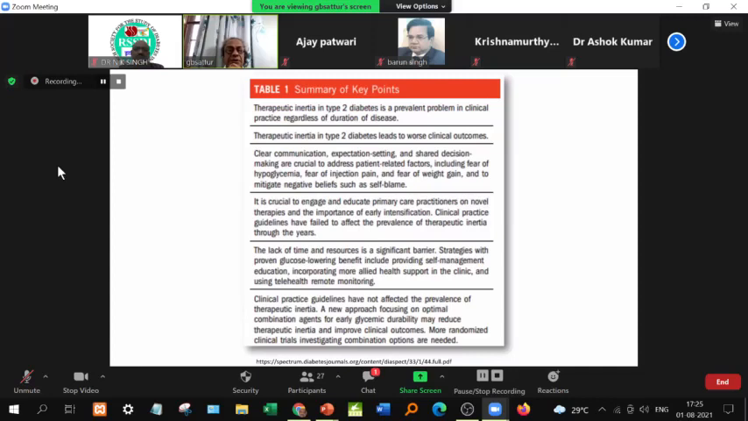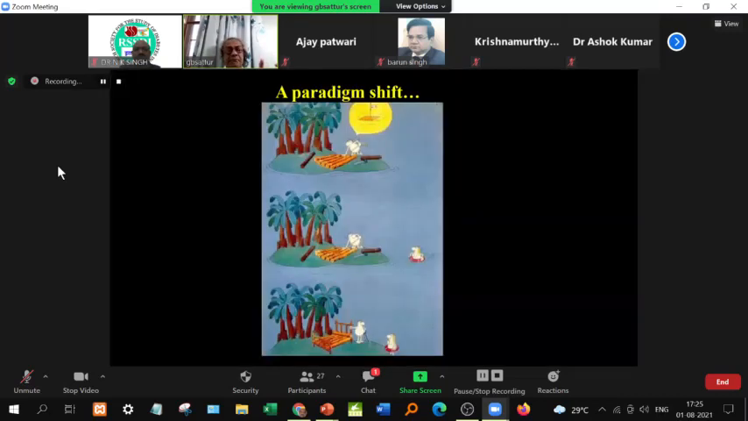So this is the summary of key points. Clear communication, expectation setting, and shared decision-making are extremely important. We have got to spend some time. Those who are endocrinologists could separate their diabetic clinics and not see the diabetics every day. Those who are physicians could also set aside a segment of their time every day for the diabetic patients. So to end it all, if we want to get rid of diabetes-related therapeutic inertia, we must have a paradigm shift in our thinking.